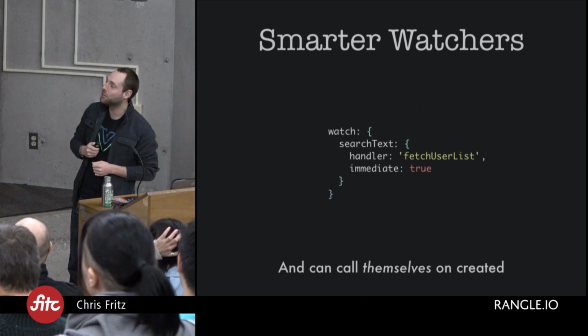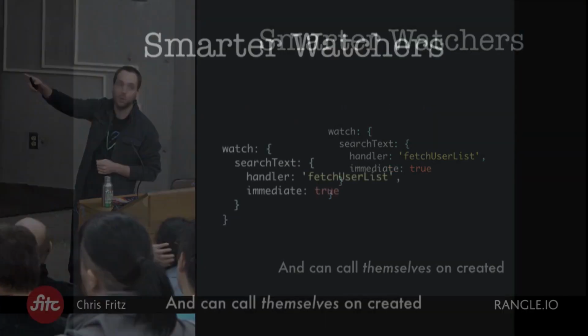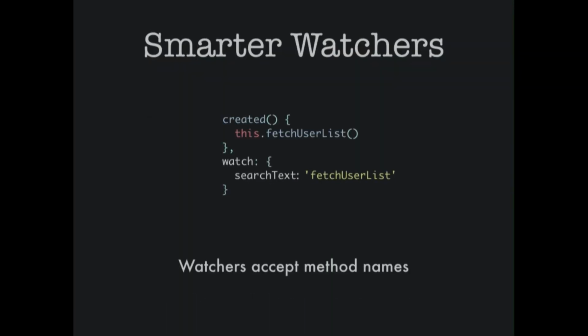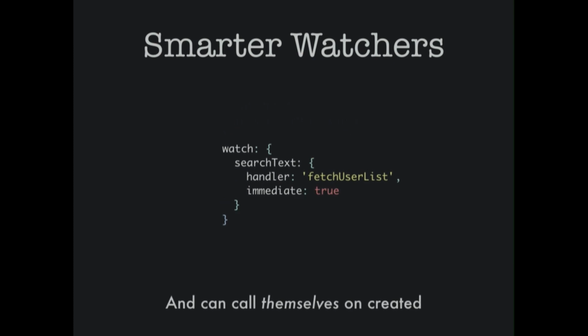The other optimization I want to talk to you about is immediate true. So I'm going to rewind. You see the value of the search text watcher is a string. Now it's an object, and the handler is either the function or the string that has the name of the method that we want to call. And immediate true means we don't need the created hook anymore, because the handler will be called as soon as the component is ready. It'll be called immediately.